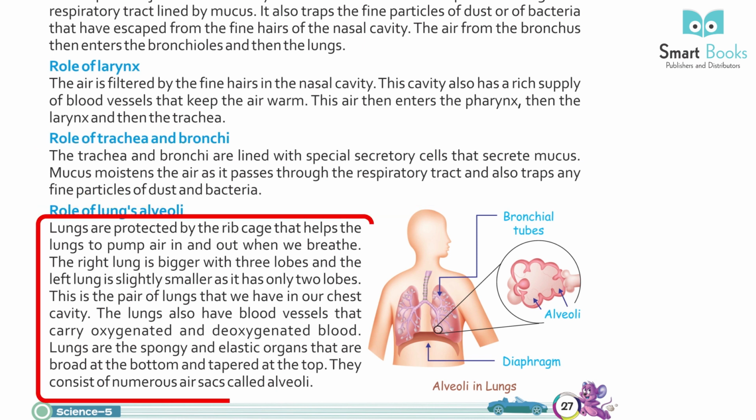Role of lungs, alveoli. Lungs are protected by the rib cage that helps the lungs to pump air in and out when we breathe. The right lung is bigger with 3 lobes, and the left lung is slightly smaller as it has only 2 lobes. This is the pair of lungs that we have in our chest cavity. The lungs also have blood vessels that carry oxygenated and deoxygenated blood. Lungs are spongy and elastic organs that are broad at the bottom and tapered at the top. They consist of numerous air sacs called alveoli.